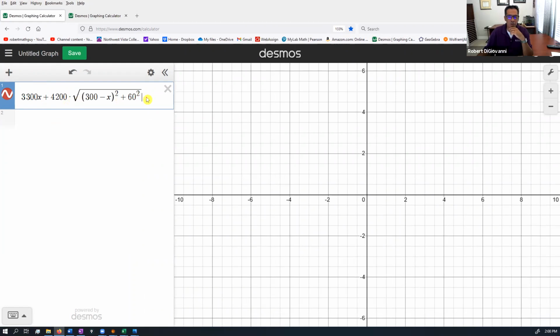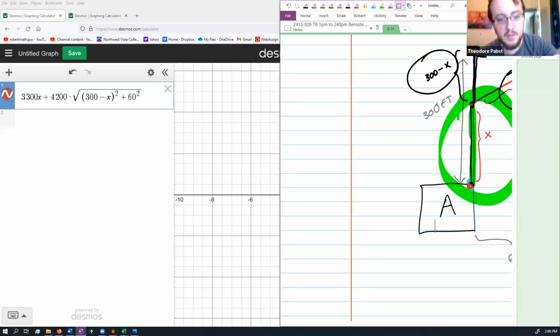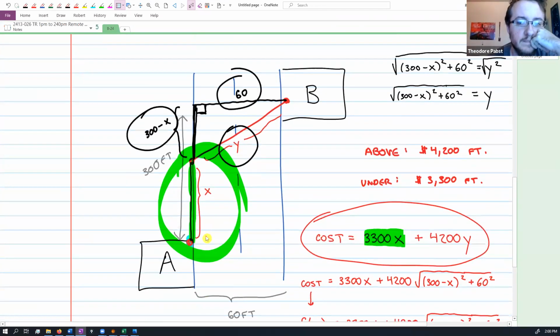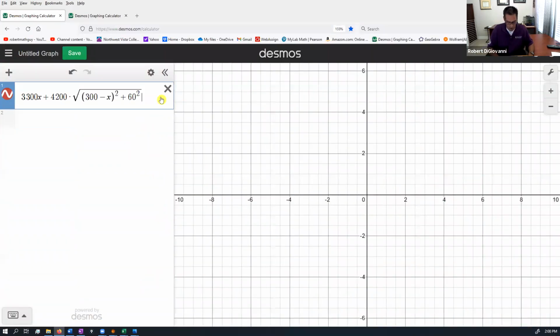Now, one more thing I'm going to do here. Do we have a restriction on x? Is there a smallest x can be and a biggest x can be? I'll go back to the picture. It has to be greater than or equal to 0, but less than or equal to 300. If x was 0, that means you're going straight across, all above the road, just straight across from A to B. The other extreme would be if you go straight down and then over, and that would be x is 300. So we only want to look at this graph between, so the way I do this, I say 0 less than or equal to x less than or equal to 300.